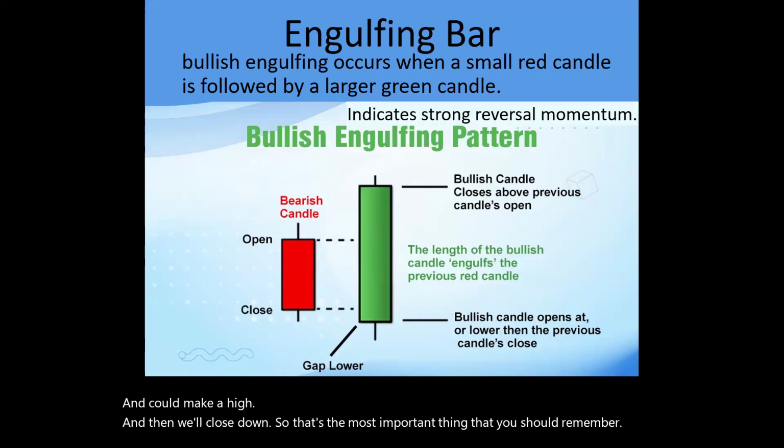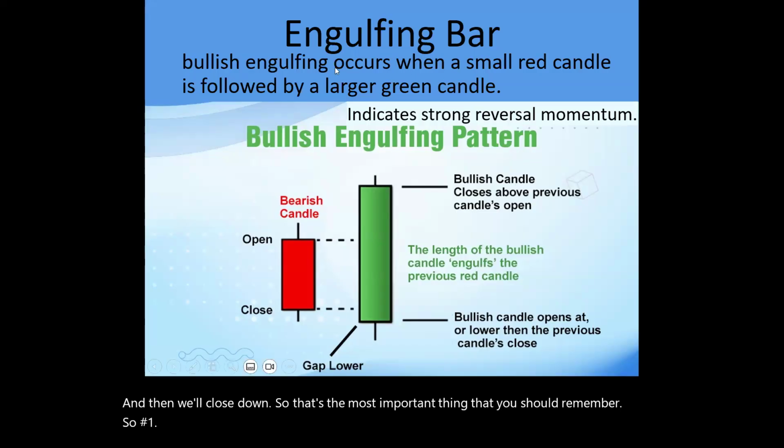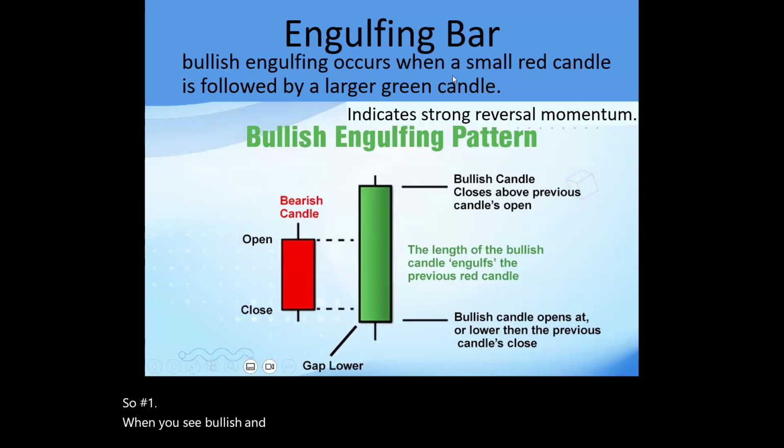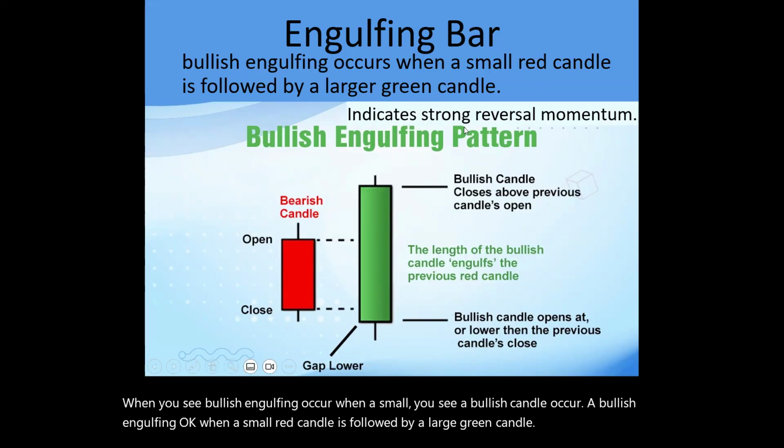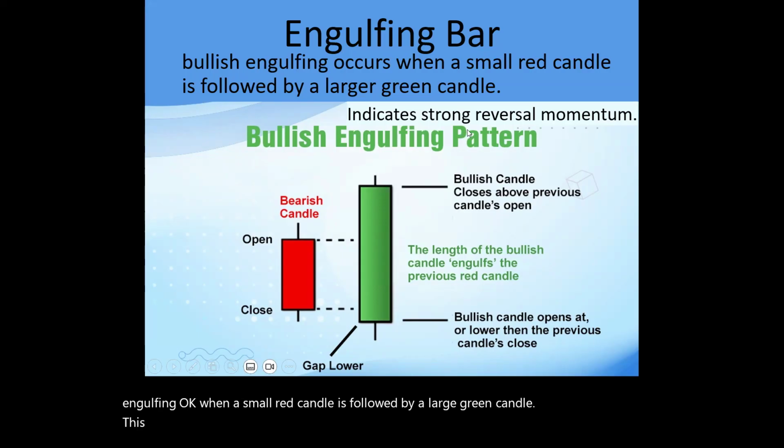So number one, when you see a bullish engulfing occur, it is when a small red candle is followed by a large green candle. This indicates a very high likelihood of a reversal.